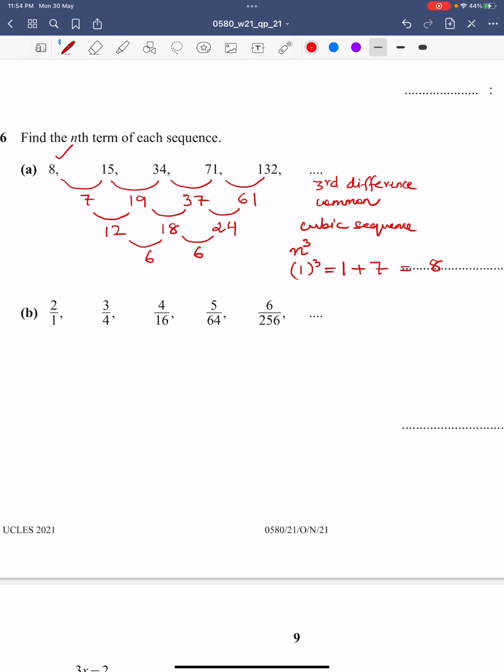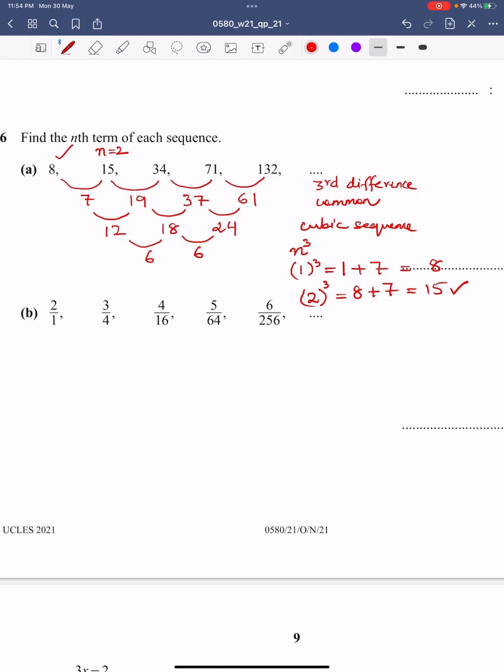So for the second term, n is 2. So we will plug in 2 in place of n in n cube. So 2 cube gives me 8. Now if I add the same number 7, I get 15, which is fine.